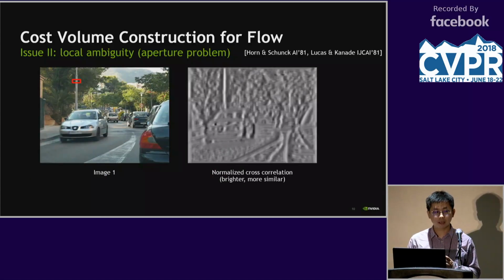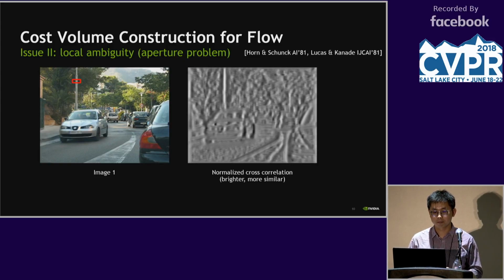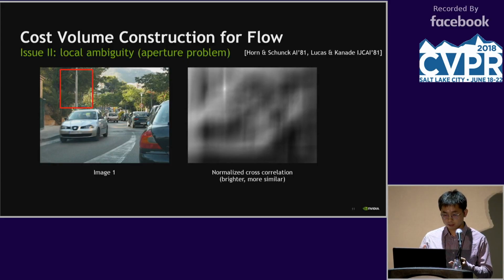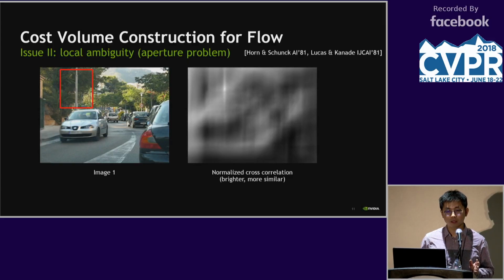Another problem is the scale. For example, if we crop this small patch here, we can see there is a strong response along this vertical line. This local ambiguity is also called the aperture problem in optical flow. To resolve this issue, we need to crop a much larger size to well-localize the motion. However, we also need to choose the size very carefully so that the foreground car will not be confused with the background. So how can we deal with these two issues?